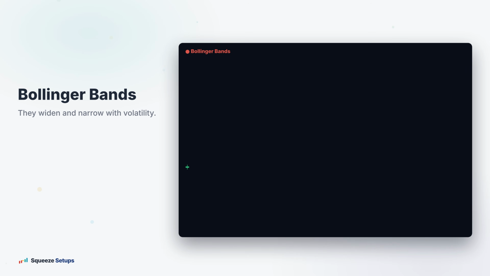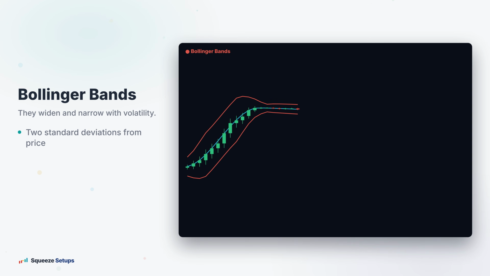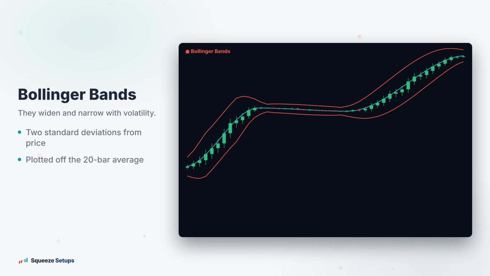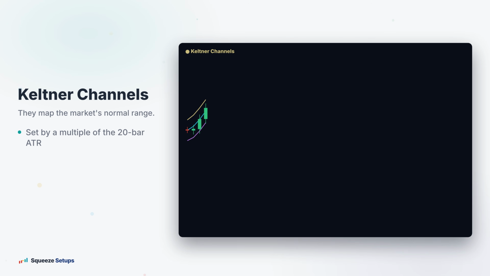Number one are the Bollinger Bands. These are the bands set to 2 standard deviations around a 20-bar moving average. So all they're essentially doing is breathing in and out with volatility, giving you this range. When the market gets calm, you'll see that the Bollinger Bands pull in a little bit tighter and closer towards price. They become narrow.